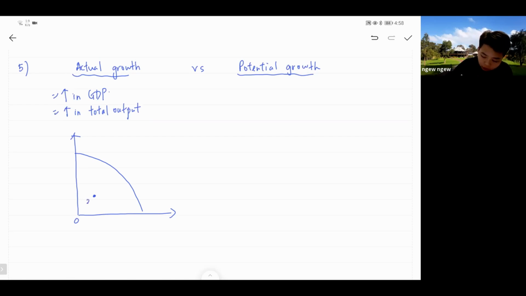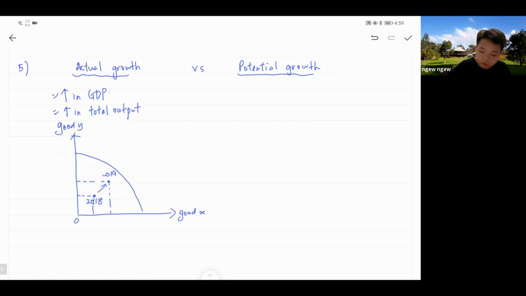So let's say this is in 2018, the country is producing this amount of good X, consumer goods, and good Y, capital goods, for example. And in 2019, the country moved to this point. So it shows that in 2019, the country is producing more of both goods. So this is how we use PPC to show actual growth. We also call it that the country has achieved economic growth, short run economic growth.